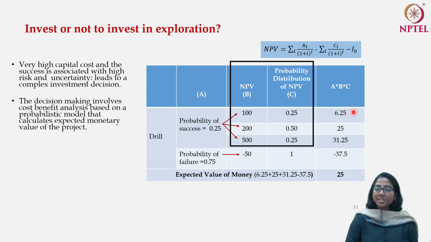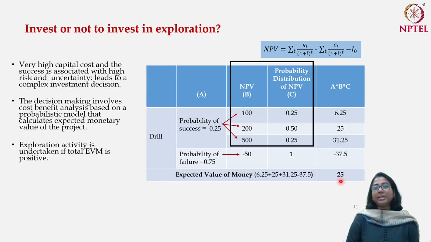If I add up 6.25, 25 and 31.25, what I am getting is the expected net present value. This is my expected gain. What is my expected loss? My expected loss is minus 37.5. So, what is the expected monetary value of the project? This is the expected value of NPV minus expected loss. So this is 6.25 plus 25 plus 31.25 minus 37.5, which is 25.